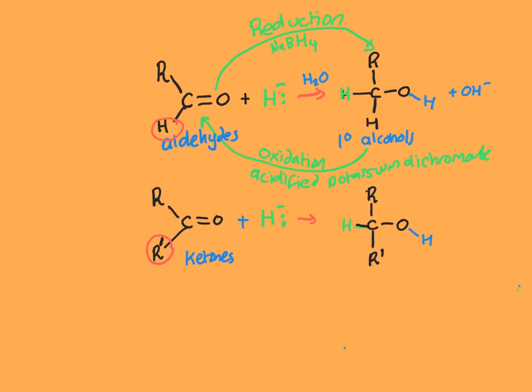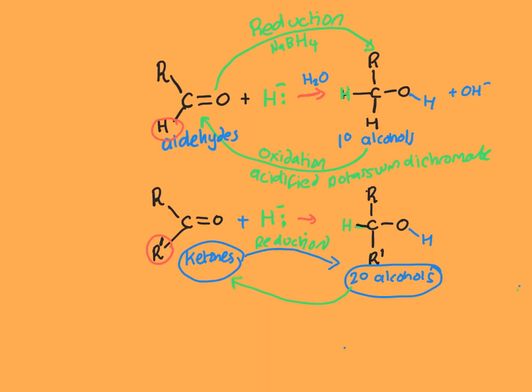Now if we look at ketones, when they undergo reduction they form secondary alcohols when they're reacted with sodium borohydride or sodium tetrahydroborate. And conversely, when secondary alcohols undergo oxidation, so with reduction, ketones form secondary alcohols, which get oxidized back to ketones.